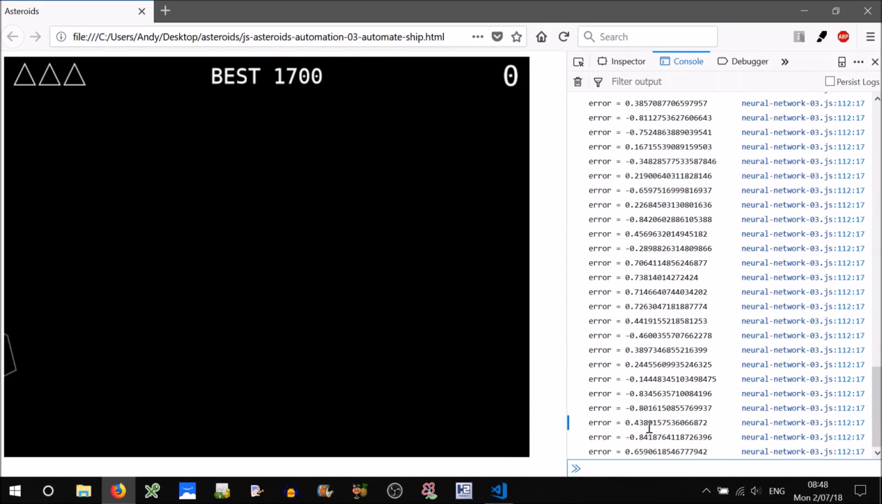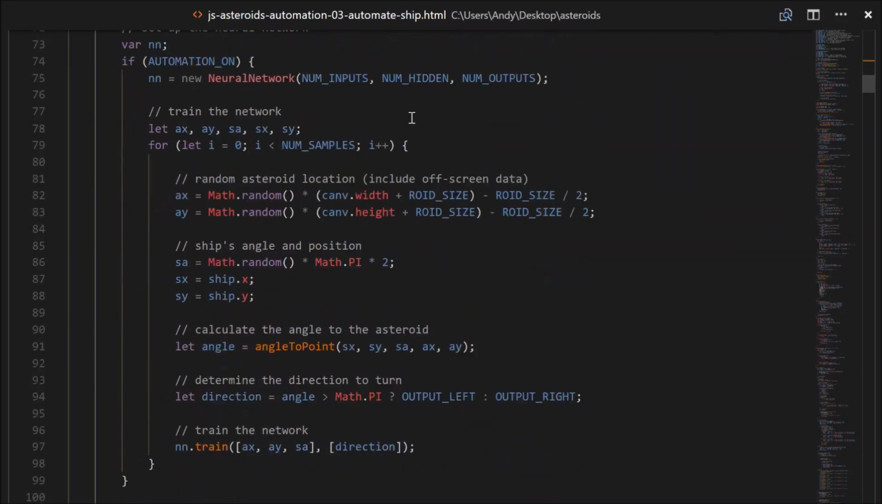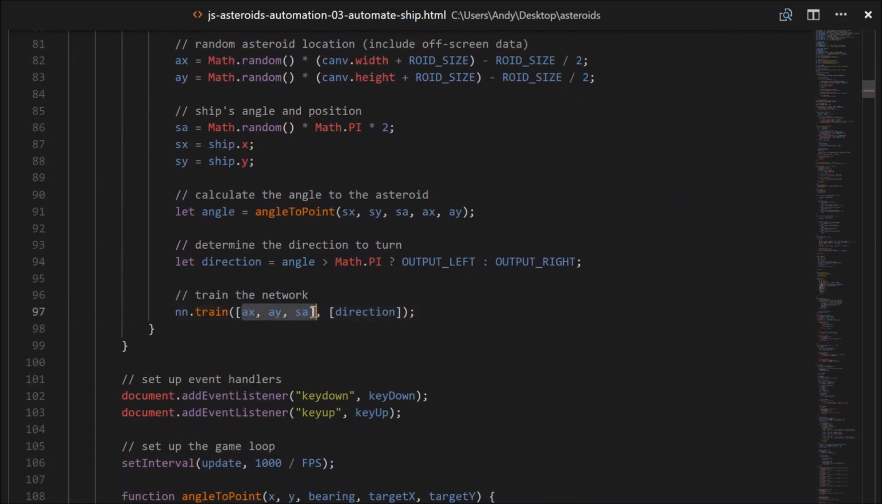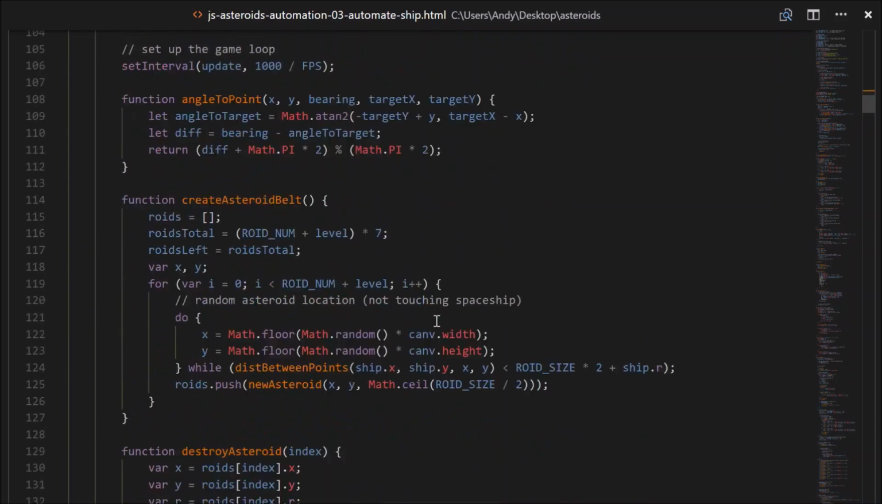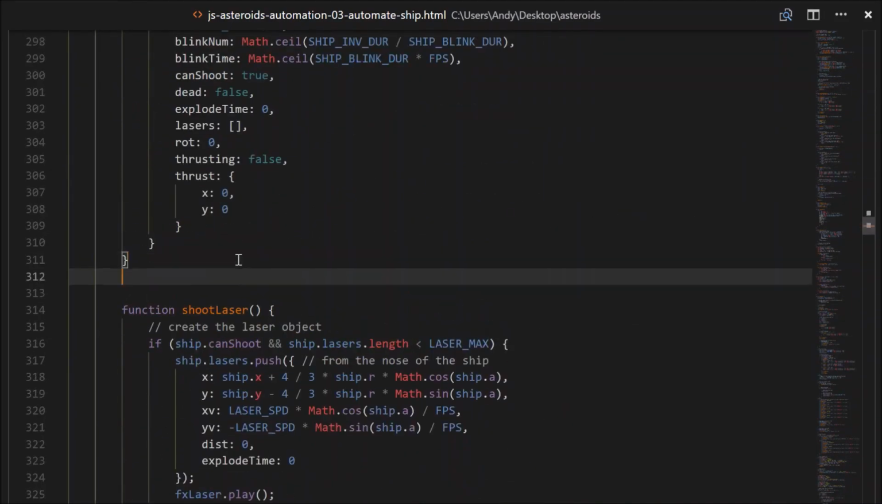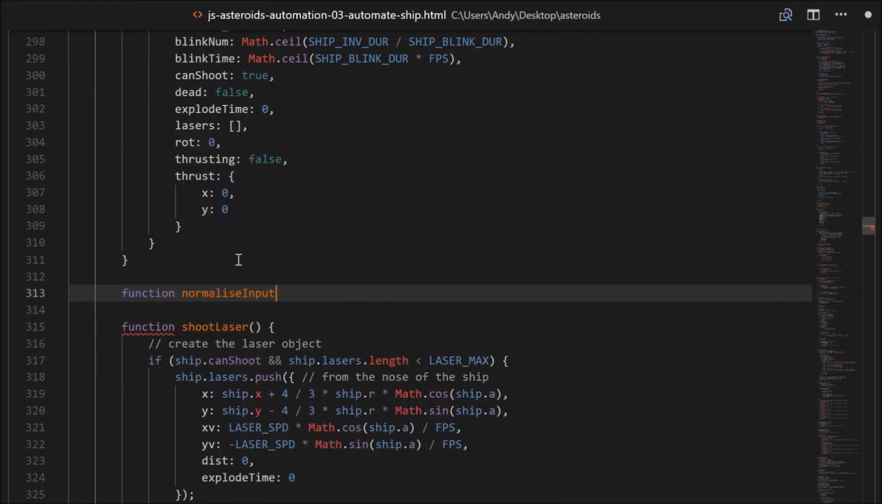So I think we'll need to normalize our data. We'll put that back to 100,000. I don't think we need 1 million samples, but 100,000 should do us. Head back down to our training here. We'll need to normalize this data here before we input it into the training array. So how about we create a new function called, say, normalizeInput or similar. So just before shootLaser, function normalizeInput.